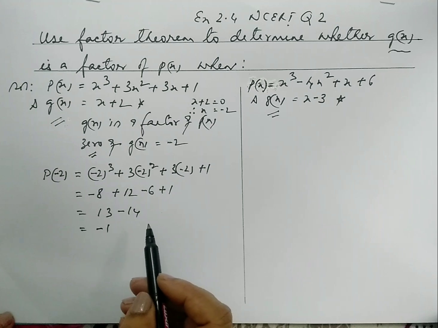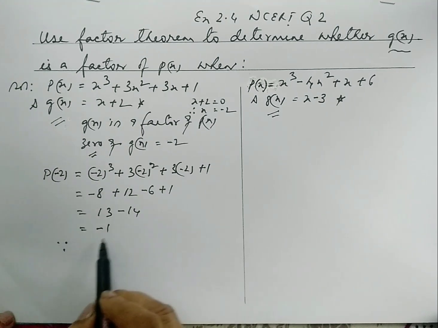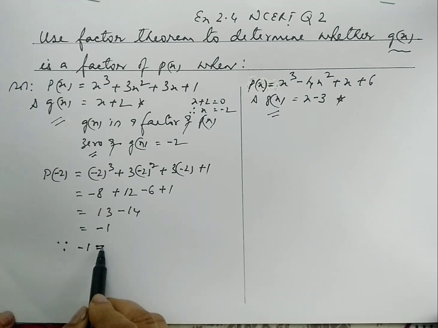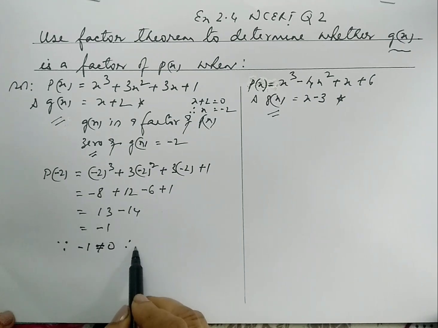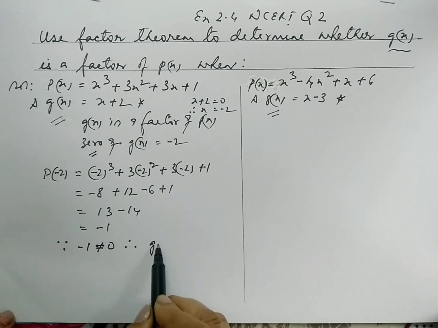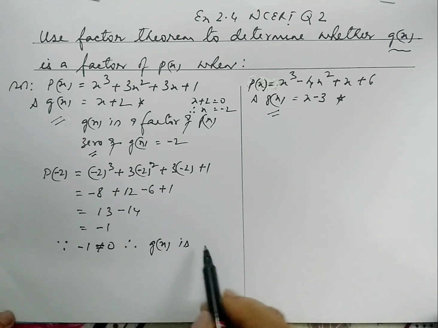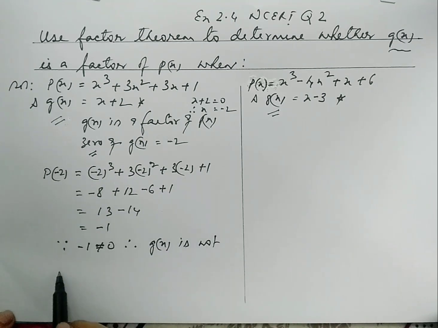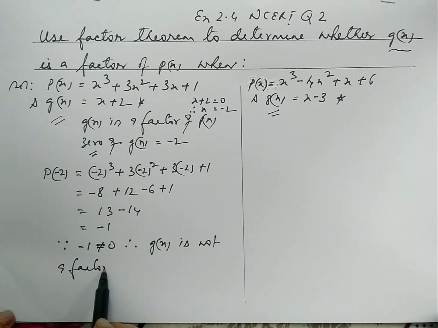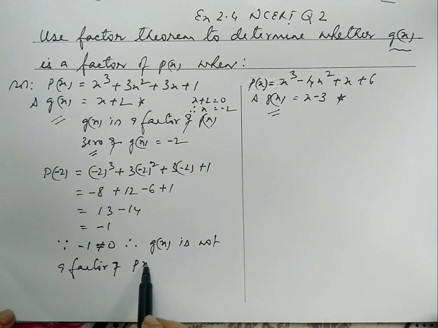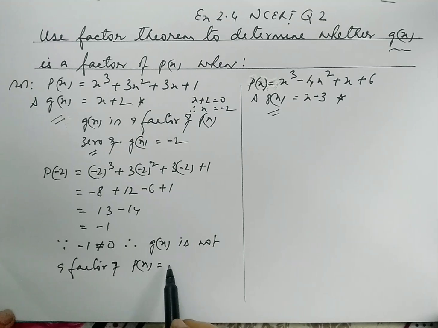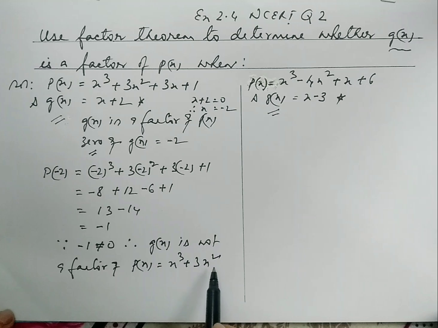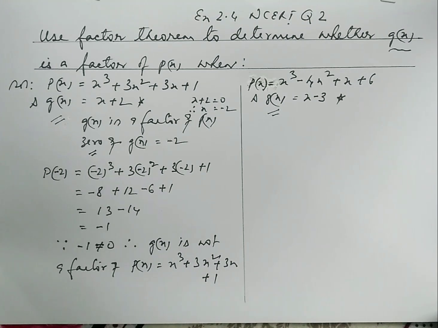Hence, we can say that since minus 1 is not equal to 0, therefore g(x) is not a factor of p(x) equals x cubed plus 3x squared plus 3x plus 1. This is what you have to do. It's very, very simple.